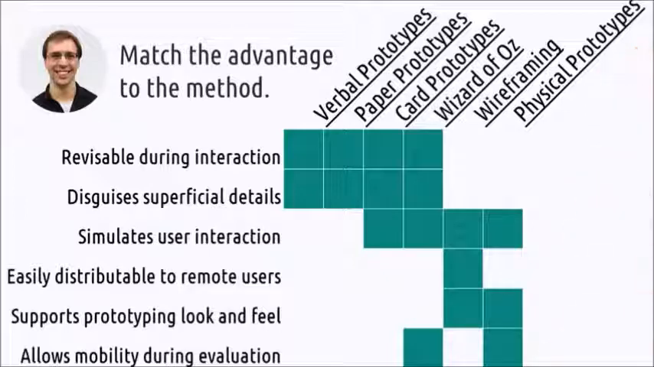And similarly with physical prototypes, the main reason why we would do a physical prototype is to hand a user and say, pretend you're jogging or pretend you're working in your office, and how would this interact with what you're actually doing? So we're kind of simulating the way they would physically use it. Now among all of these, the wireframes are really the ones that are most easily distributable to remote users.